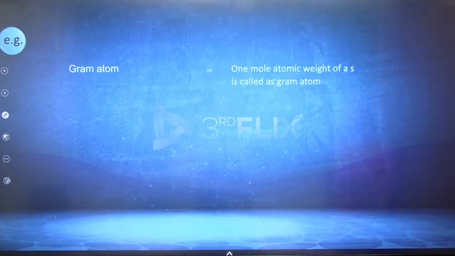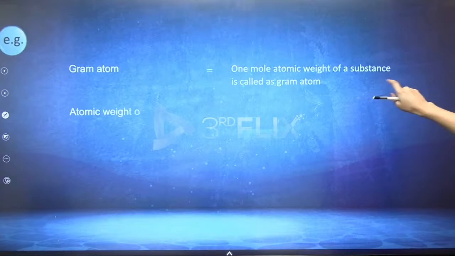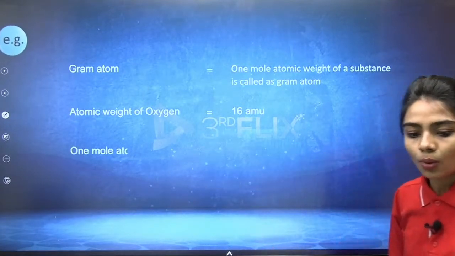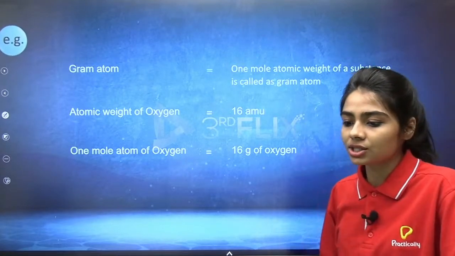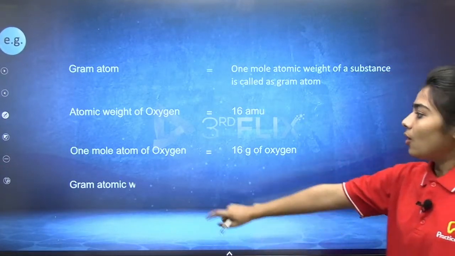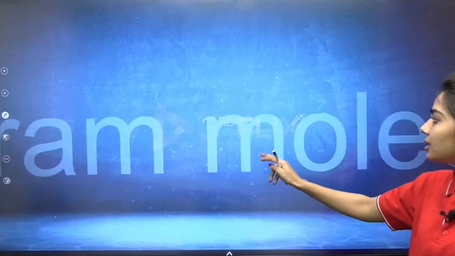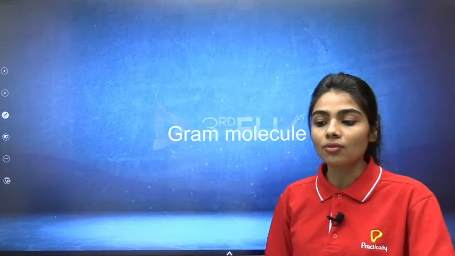So gram atomic mass: 1 mole atomic weight of a substance is called gram atomic mass. Like for oxygen, what is the atomic mass of oxygen? That is 16. 1 mole of atom of oxygen, if I am talking about molar mass, that is we need to represent in the form of gram.